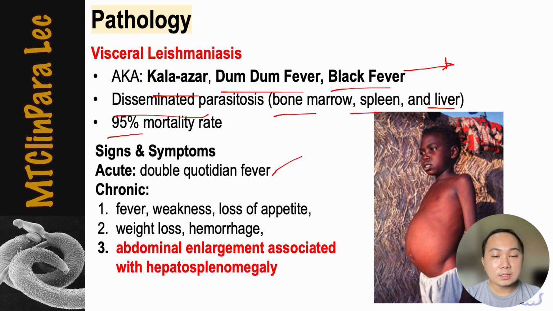For chronic, the signs and symptoms are more severe, having fever, weakness, and loss of appetite. Weight loss may also be associated, and hemorrhage within the visceral organs is prominent. Just kindly take note also that when it comes to the macroscopic examination of the patient, abdominal enlargement associated with hepatosplenomegaly is observed, just like here on this picture.